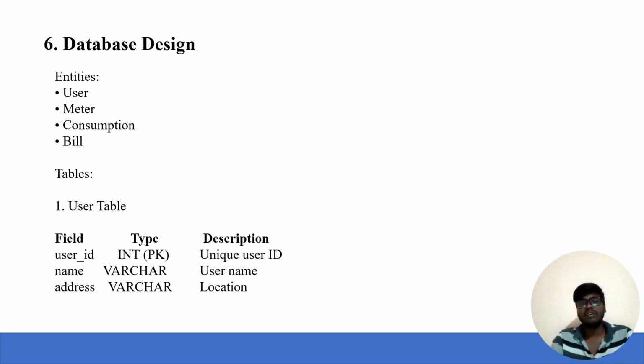Then database design. We are going to design a database, having entities such as user, meter, consumption, and bill. Here we can see the data tables. For the first table, the user table, the fields are user ID, name, and address, where the user ID is of integer type, and the name and address are of varchar type, giving a unique user ID, username, and location.